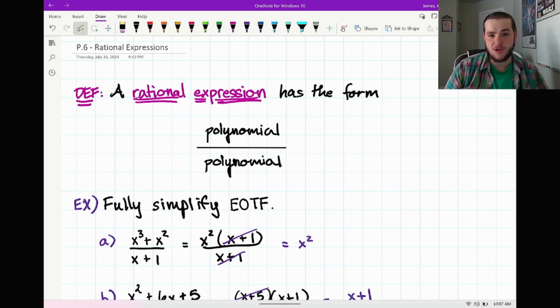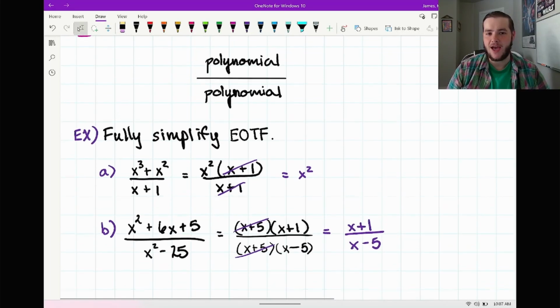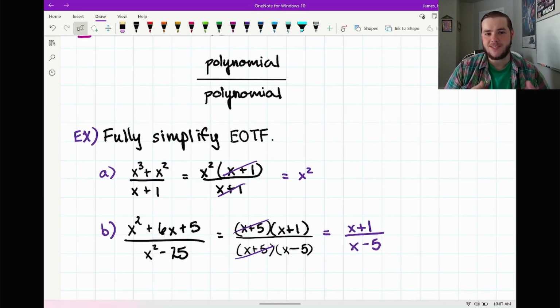A rational expression has the form polynomial over another polynomial. And to show you how to simplify these, I'm going to take a bit of a different approach this time. So let me know in the comments how you feel about this setup as opposed to what we've seen before. The difference here being I've gone through and worked out all of our examples, and I'm going to talk about them as they come up.